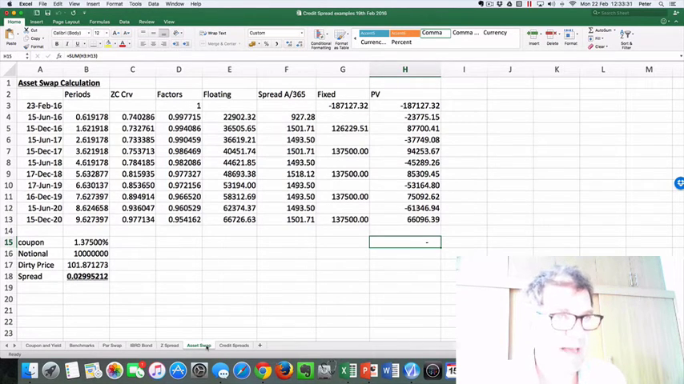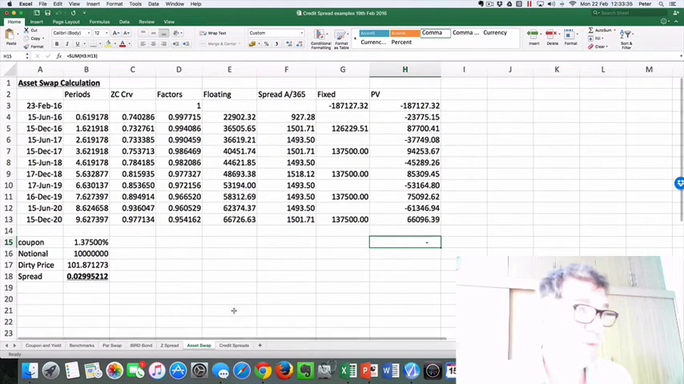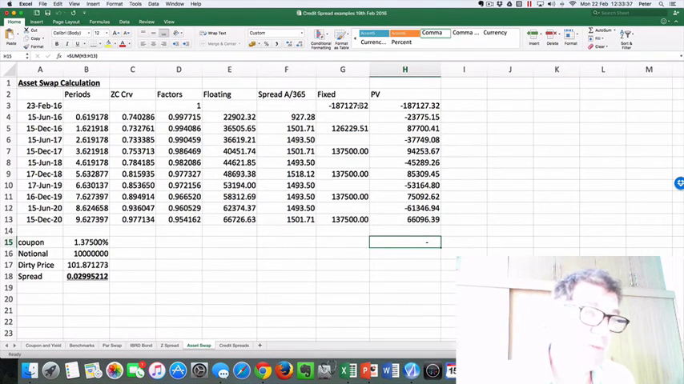It's driven by what happens to be the coupon of the bond, and also driven by, as we have seen, an upfront amount reflecting the non-par component of price that the bond investor is buying.